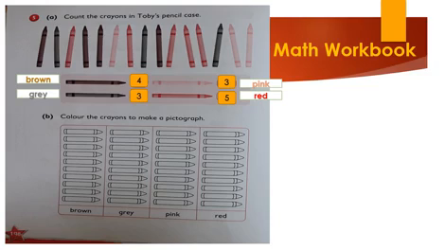Okay, now this time I want you to color. Color the crayons to make the pictograph. So you have to follow the total number of crayons that we have counted. For brown, 4. For gray, 3. For pink, 3. And for red, 5 crayons. Okay? So you can pause this video and start coloring.